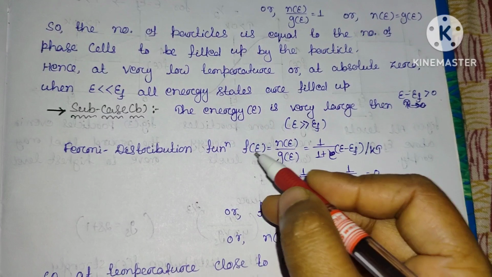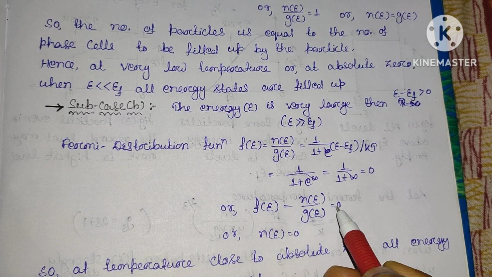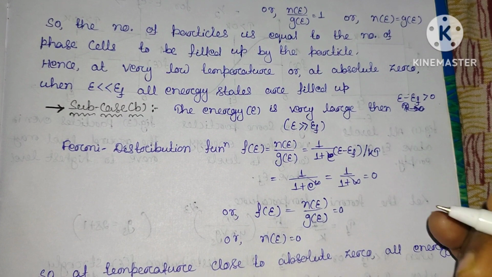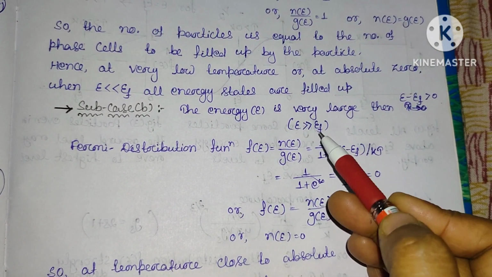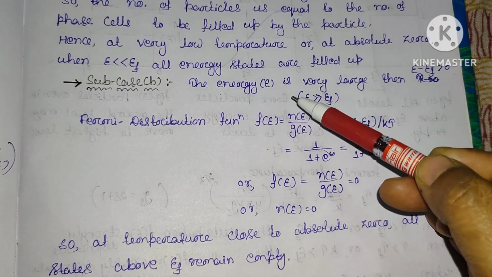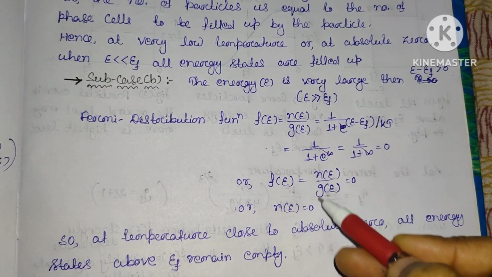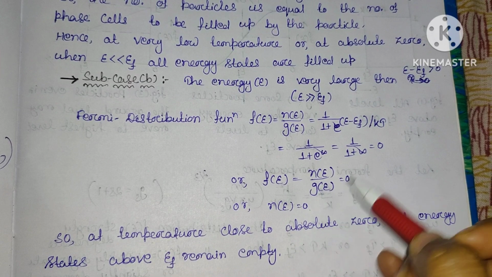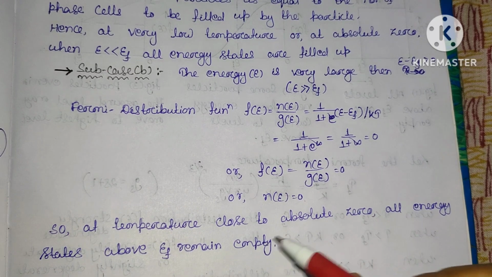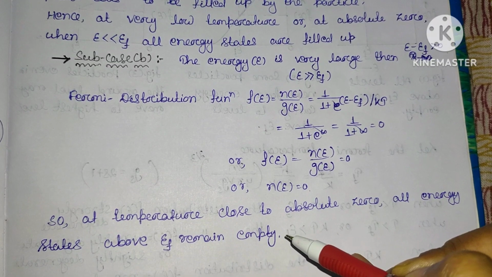1 by infinity goes to 0. Hence f of E, equal to n of E divided by g, will be equal to 0. It means that the total number of particles will be equal to 0. Hence what we have concluded is that at absolute 0 temperature, or at very low temperature, when this energy is very large as compared to the Fermi energy level, the total number of particles will be equal to 0. It means that at this higher energy state there will be no particle. So at a temperature close to absolute 0, all the energy states above here remain empty. Clear?